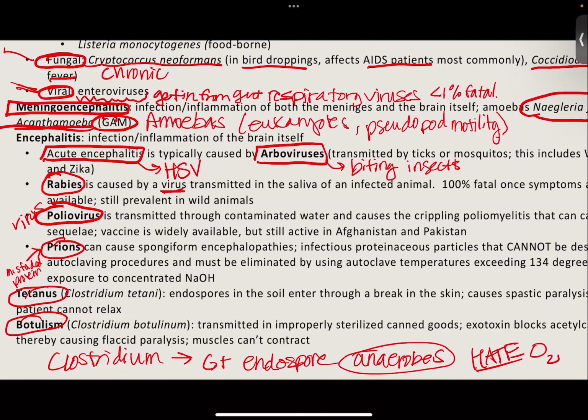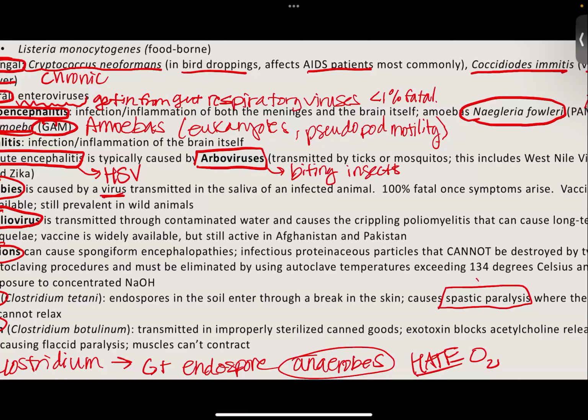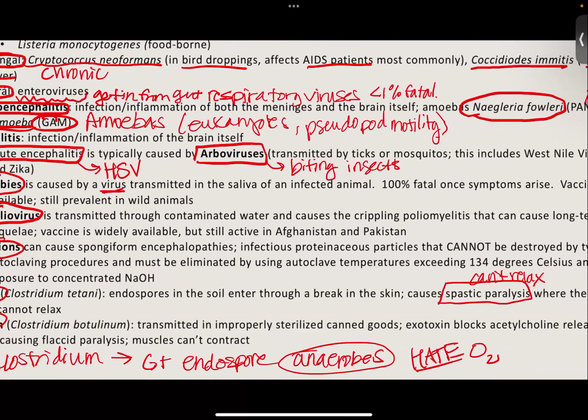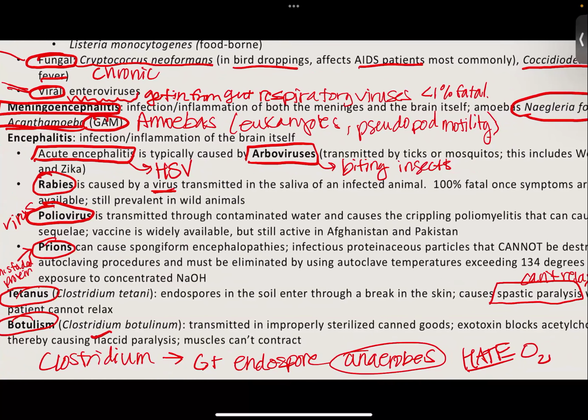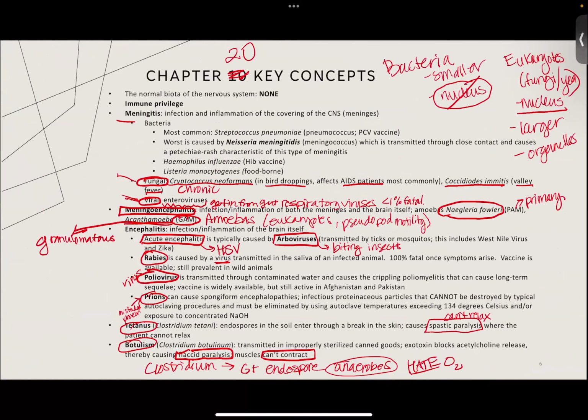So tetanus, we have a spastic paralysis. That's probably the most important aspect of this one. You cannot relax your muscles. Whereas botulism, we have a flaccid paralysis. Here it is. You can't contract these muscles, okay? So literally botulinum toxin blocks the release of acetylcholine that sends the signal to your muscles to contract. So you literally can't contract them.